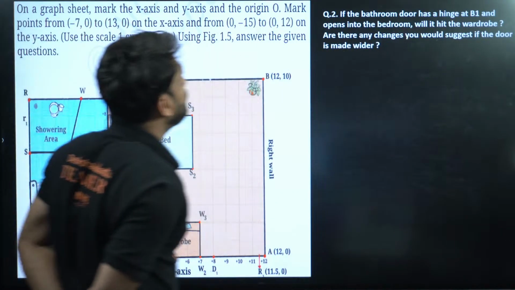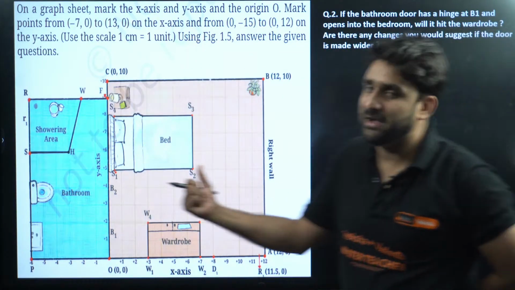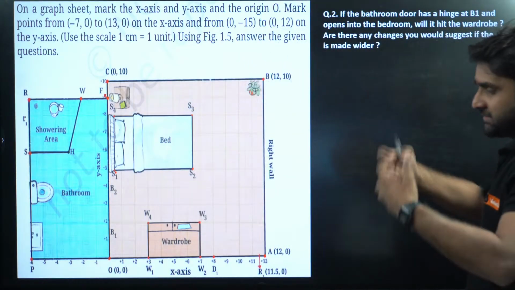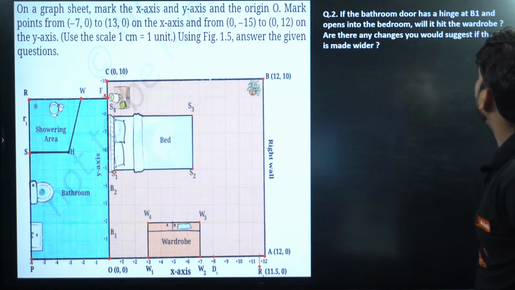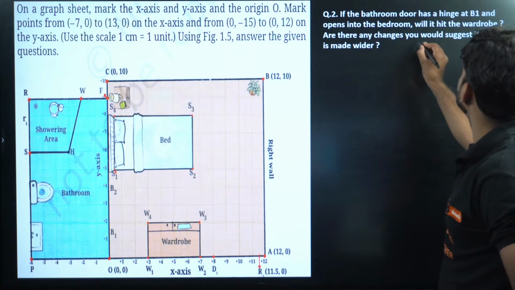If the bathroom door has a hinge at B1, okay, hinge means some handle to open the door, something which gets locks to lock the door. At B1 and opens it into the bedroom, will it hit the wardrobe? Are there any changes you would suggest?